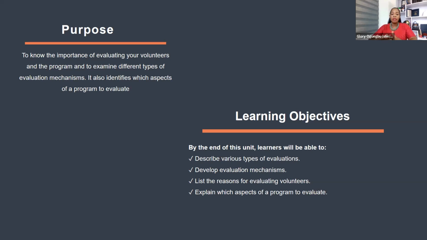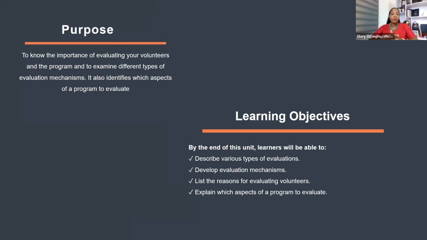Okay, so at the end of this lesson, you will be able to describe various types of evaluations, right? There are different types of strategies for evaluating, so we're going to talk about those types. You will also develop evaluation mechanisms. Also, I forgot to share that this session is going to end next week. So we're going to conclude this first part. This one is divided in 2 parts. We conclude this first part today and conclude the other ones next week.